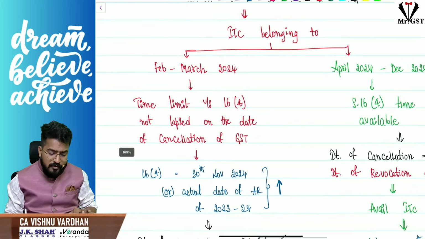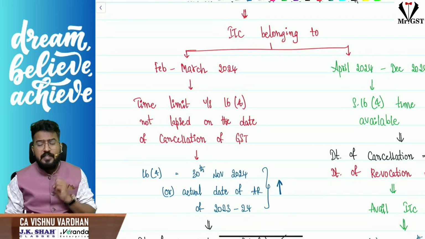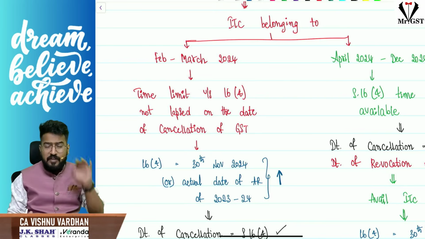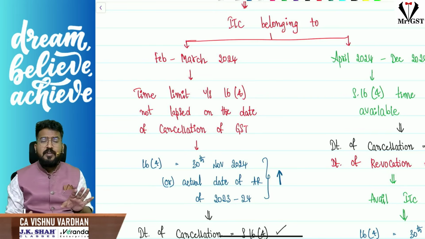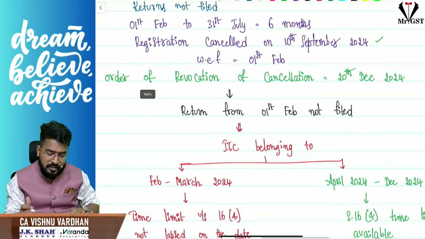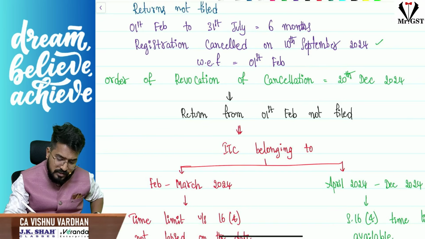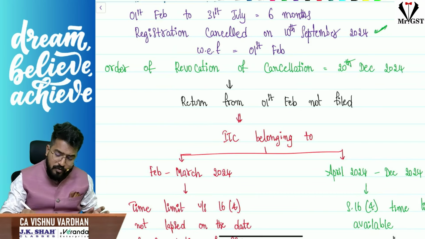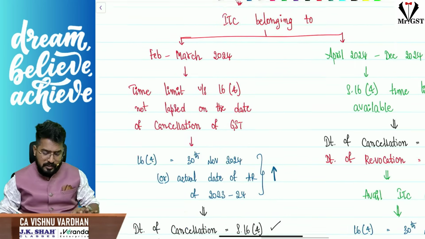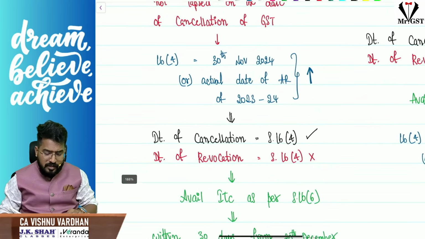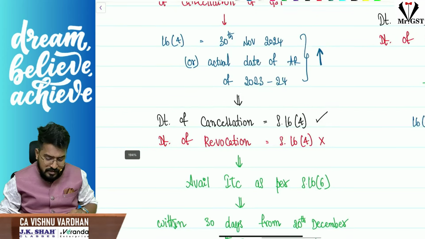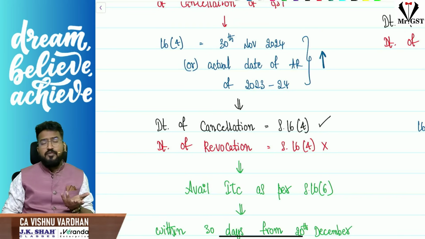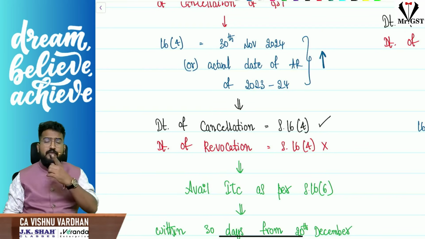So if you see, for Feb and March 2024, the ITC belonging to those months, the time limit to avail ITC under section 16 subsection 4 was available. For me, the ITC time limit under 16 subsection 4 was available at the time of cancelling my registration. So on 10th September, when they are cancelling the registration, I still had the chance to take ITC under 16 subsection 4. But at the time of revocation, on 20th December, the time limit to avail ITC under 16 subsection 4 was not available. So simply, when the department cancelled my registration, the 16 subsection 4 time limit was applicable for Feb and March. I could have taken that if you had not cancelled my registration.